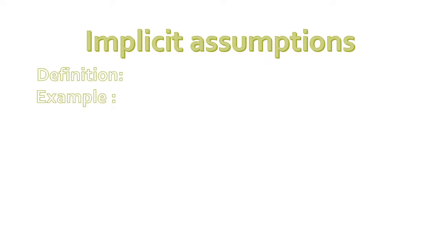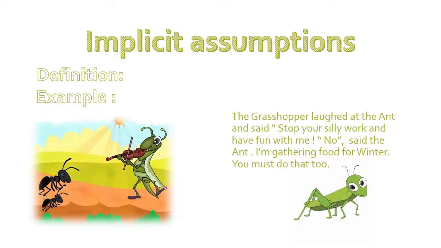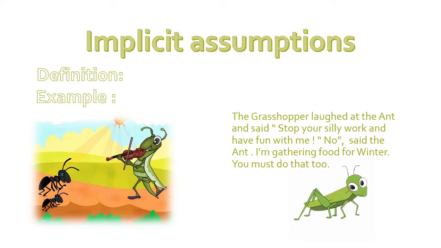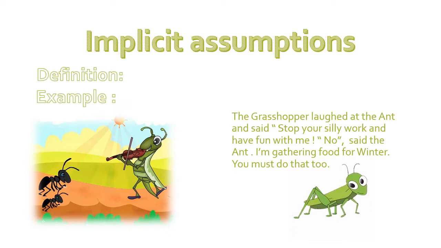Let me give you an example to make it clearer. Do you remember the story of the grasshopper and the ant? So, let's take it as an example. The grasshopper laughed at the ant and said, "Stop your silly work and have fun with me." "No," said the ant. "I'm gathering food for winter. You must do that too."